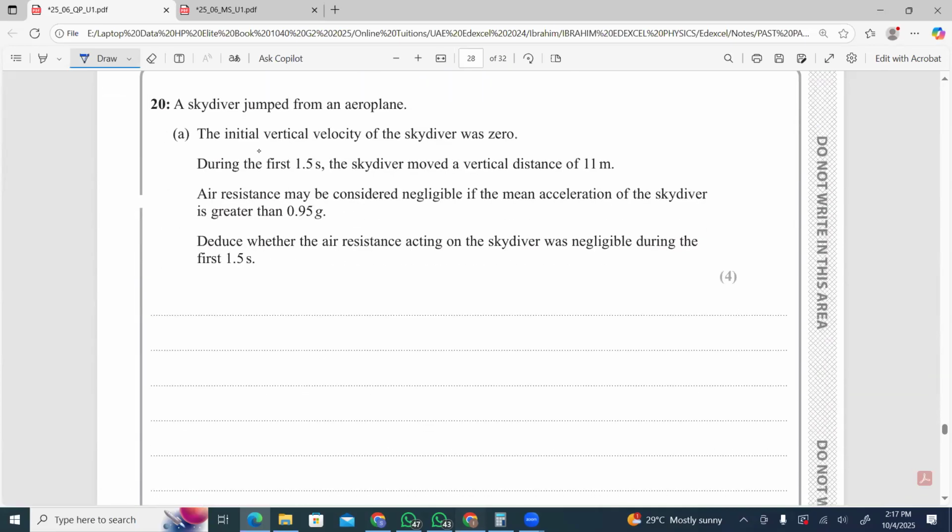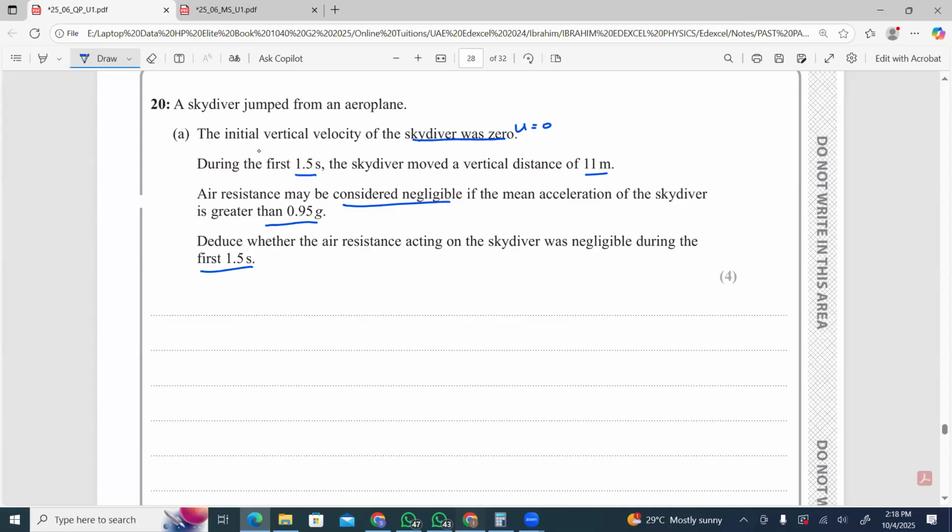A skydiver jumped from an aeroplane. The initial vertical velocity of the skydiver was 0. Okay, u was 0. During the first 1.5 seconds, the skydiver moved a vertical distance of 11 meters. Air resistance may be considered negligible, so no need to consider the drag. If the mean acceleration of the skydiver is greater than 0.95 g, deduce whether the air resistance acting on the skydiver was negligible during the first 1.5 seconds.